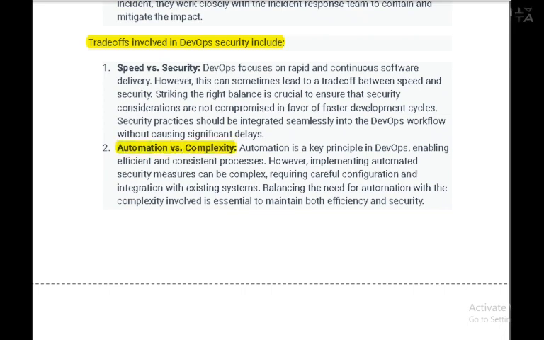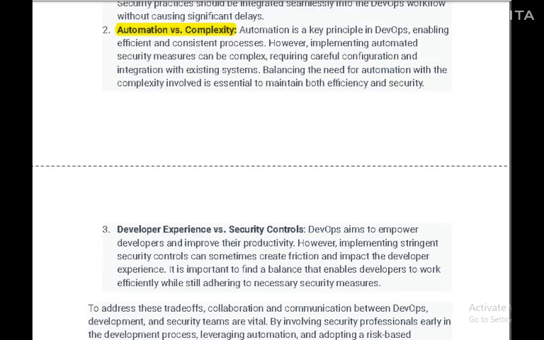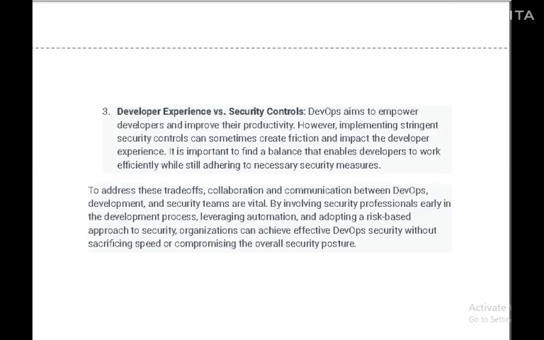The second trade-off is automation versus complexity. Automation is a key principle in DevOps, enabling efficient and consistent processes to be managed in developing software. However, implementing automated security measures can be complex, requiring careful configuration and integration with existing systems.